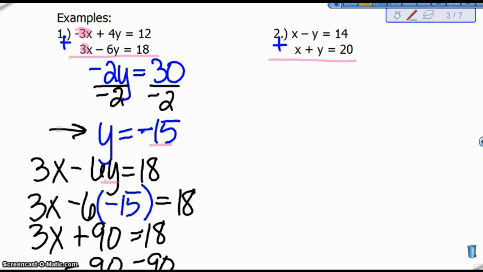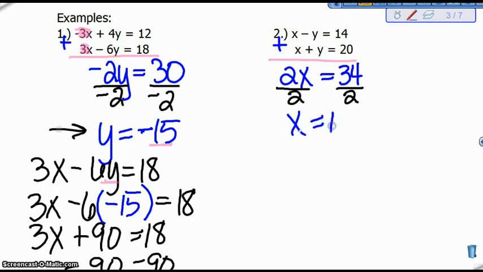Again, if it helps you, put that plus sign outside, and we're going to add each column. So x plus x gives me 2x. We've already established that those y's are going to drop out. So 2x is now going to equal 34. And just like we did in number 1, we're going to divide by 2 on both sides to get a value of 17 for x.